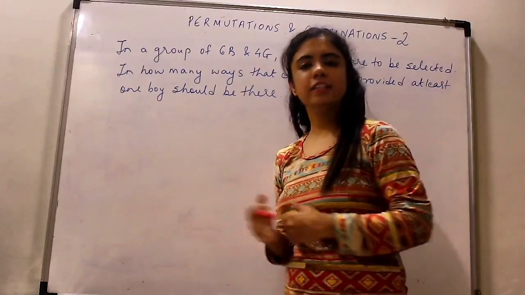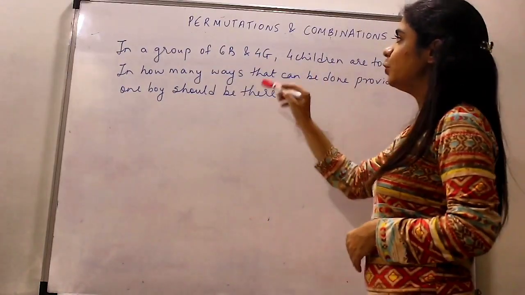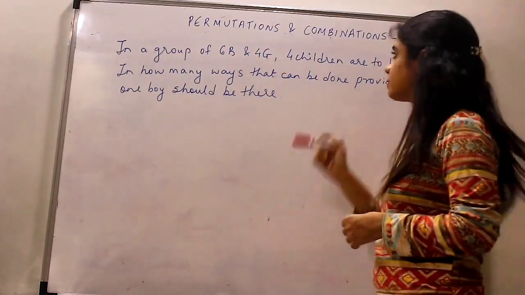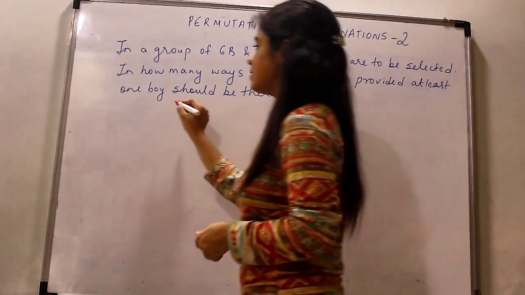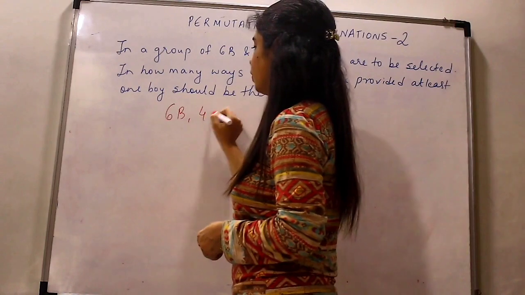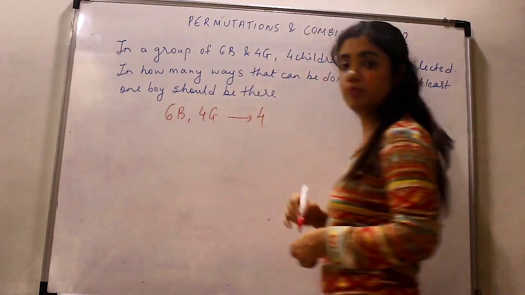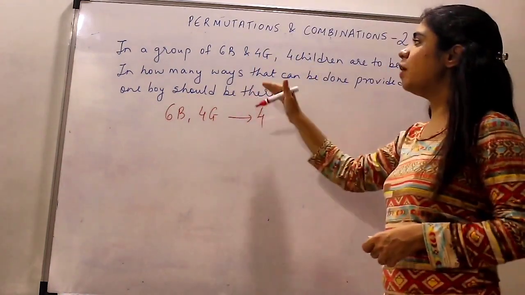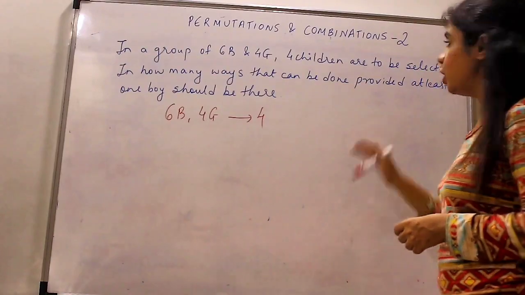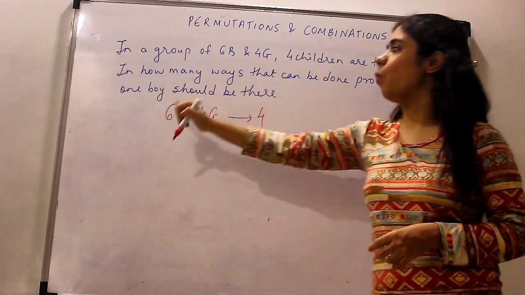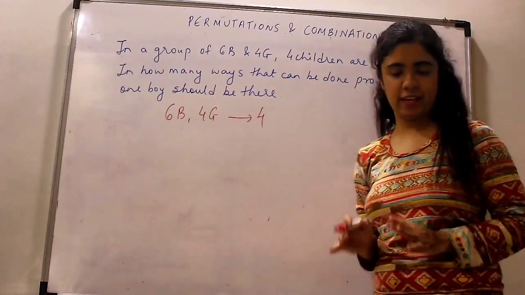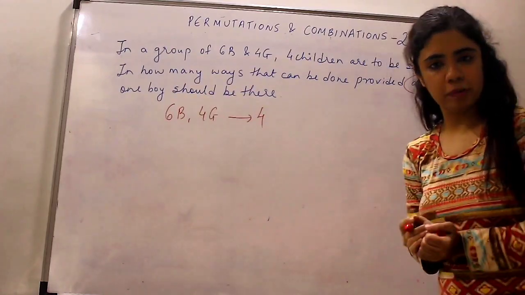Now, let's look at the next problem. In a group of 6 boys and 4 girls, 4 children are to be selected. Okay? So you have 6 boys, 4 girls and you have to select 4 people. Okay? In how many ways can that be done? Provided at least one boy should be there. Okay? You have to make a team of 4 people.